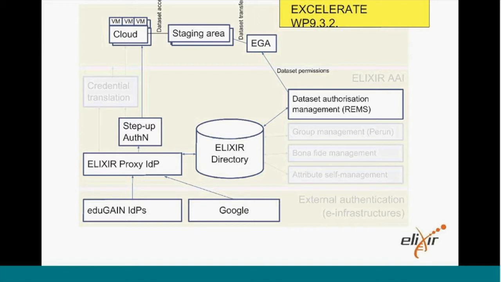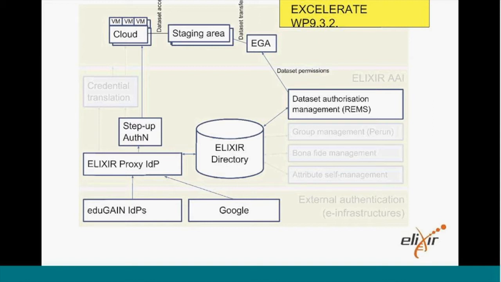On the left-hand side, we have cloud and virtual machines. Next to that, there's a staging area, which is connected to the cloud, and the data to this comes from ETA. So this is mirror data from ETA. And on the right-hand side, there's REMS, and permission information is stored from REMS to ETA. I'm going to use ETA as an example here, but we have also thought about how this can be done without an external service, so REMS can be connected directly to ELIXIR AAI.